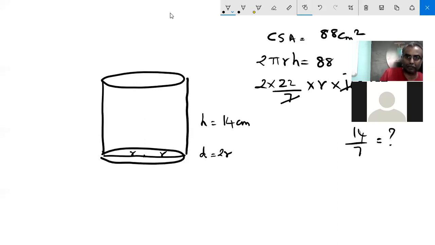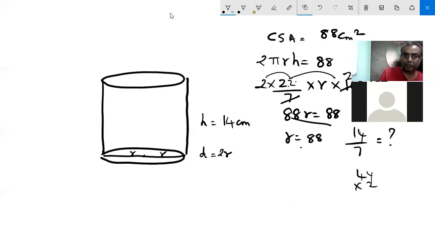That's all I wanted. So 2 into 22 is 44. 44 into 2 is equal to 88. So 88 r is equal to 88. Therefore r is equal to 88 by 88. R is equal to 1.